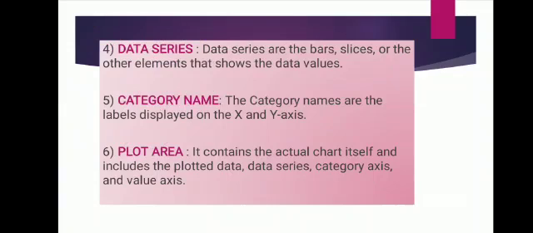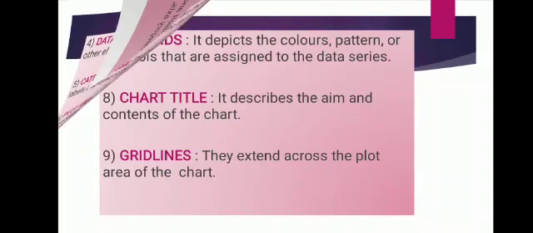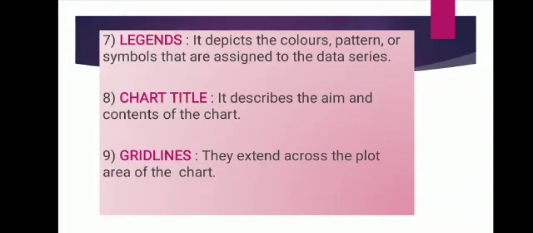Next is plot area. The plot area is the window within the chart area, and it contains the actual chart itself and includes the plotted data, data series, category axis and value axis. It means it shows the complete window of the chart area. Next is legend. It depicts the color, pattern and symbol that are assigned to the data series. So if you see in the figure, you can change their data color or pattern with the help of legend.